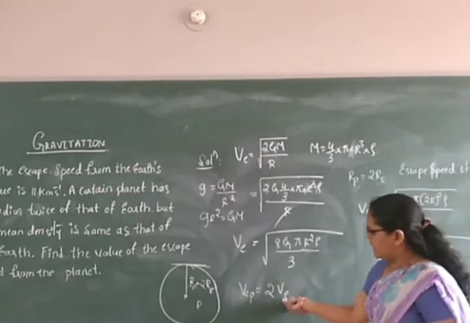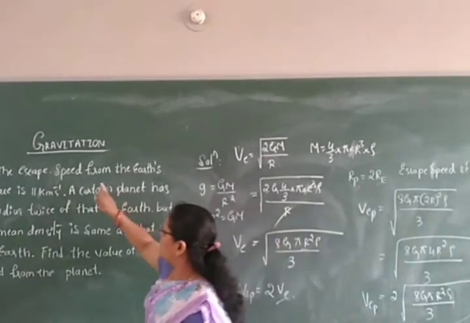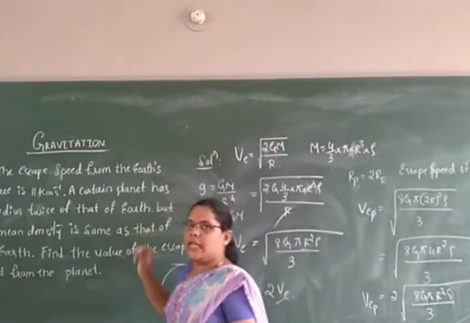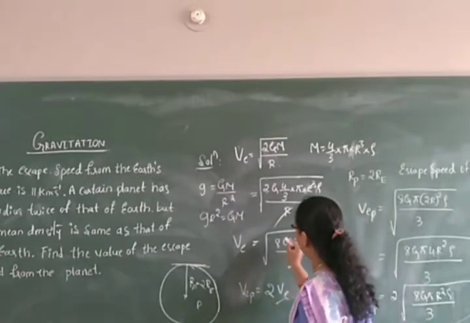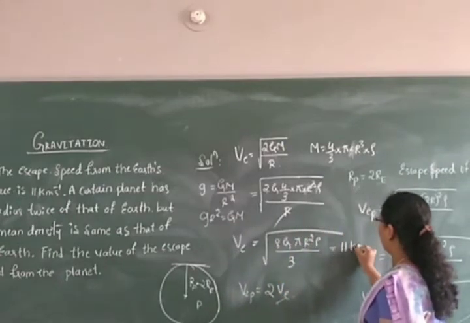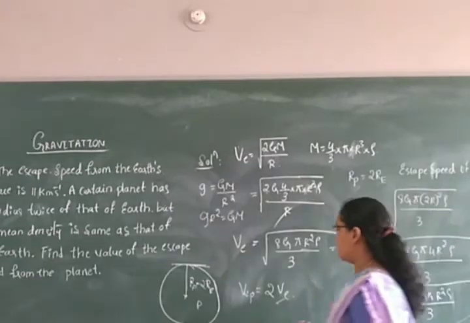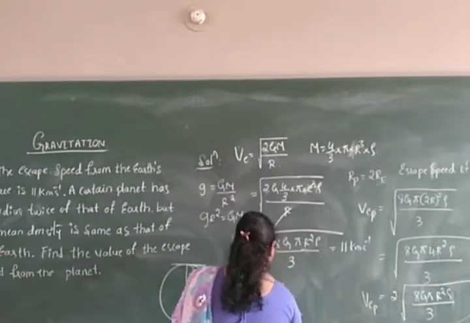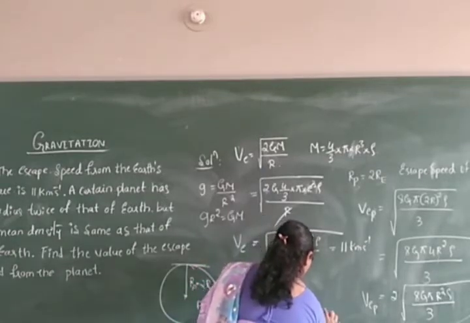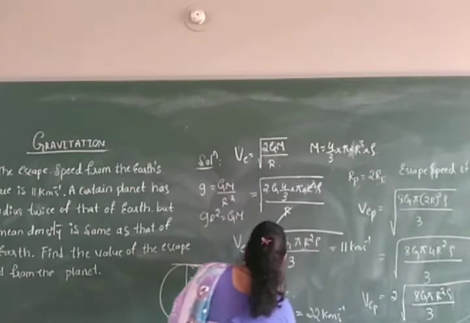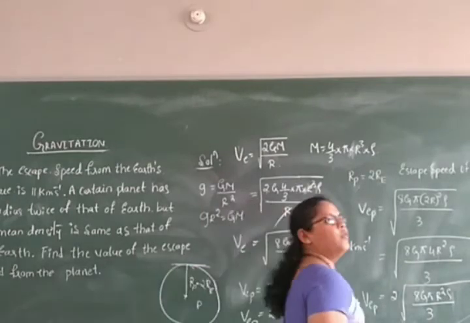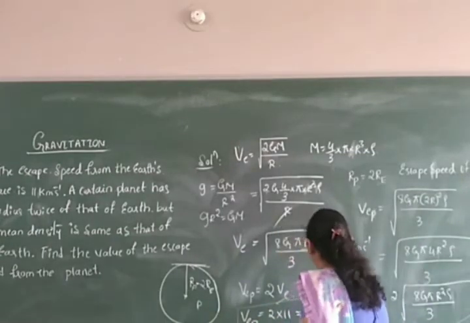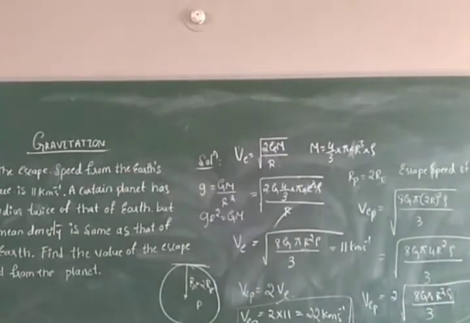This value they had already given. Go for the equation once again. The escape speed from the earth's surface is 11 km per second. So just place the value of 11 km per second here. What will you get? 22 km per second. So this is the escape speed of a body on the planet. So this is the expected value.